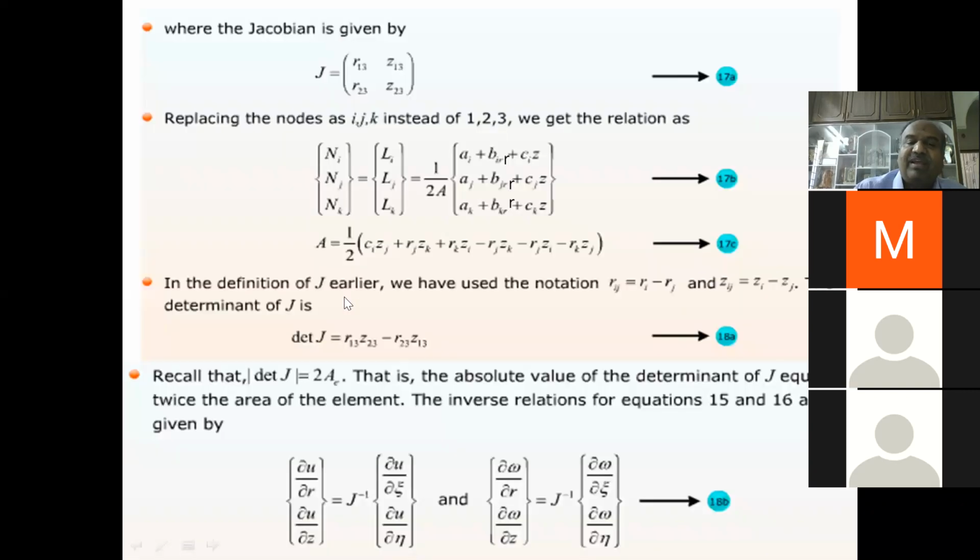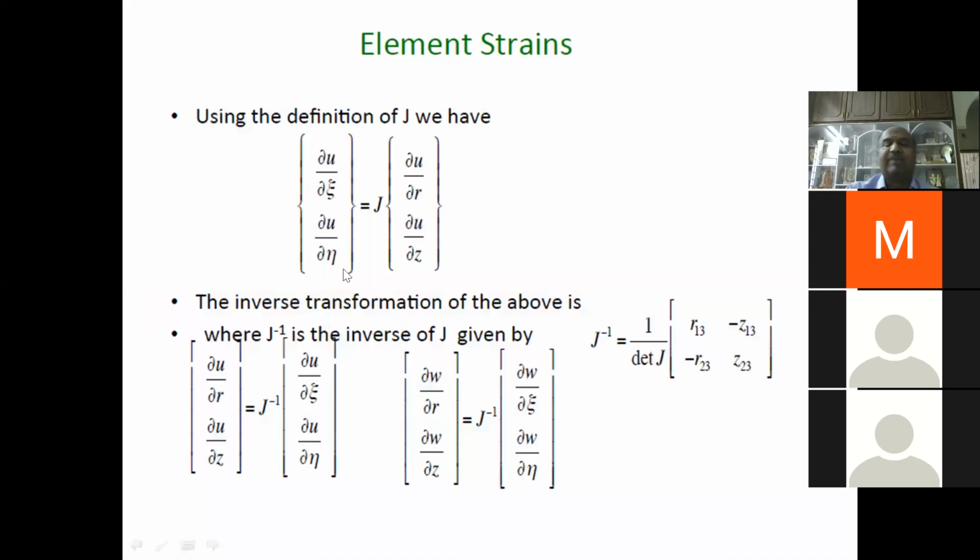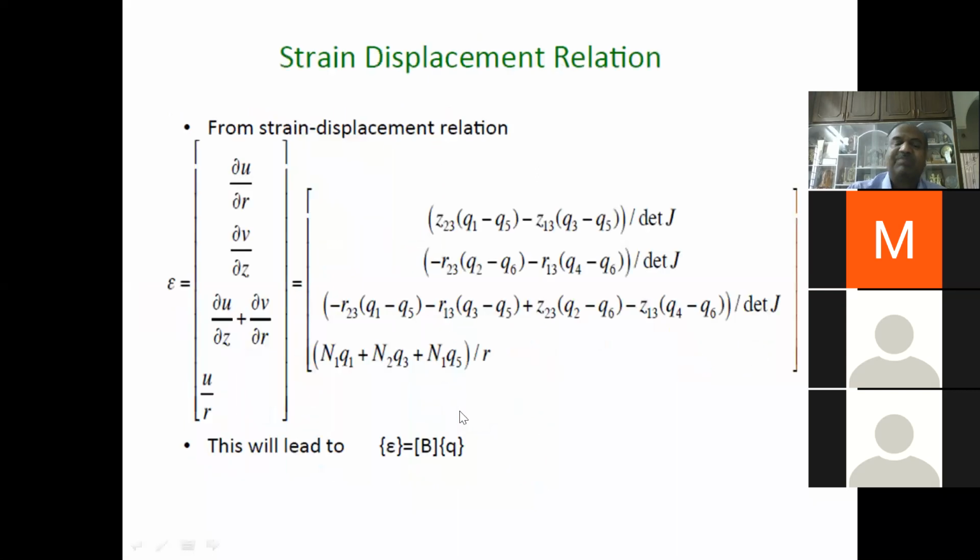So therefore, you can find out that dou u by dou r, dou u by dou z is the Jacobian inverse into dou u by dou xi, dou u by dou eta. And you have a u equation, you can get these two, and you have a w equation, you can get these two. Then you have the radial strains, the tangential strains, and the shear strains, which you can solve. So that's what we have shown here, dou u by dou xi, dou u by dou eta, when you multiply by the Jacobian inverse.